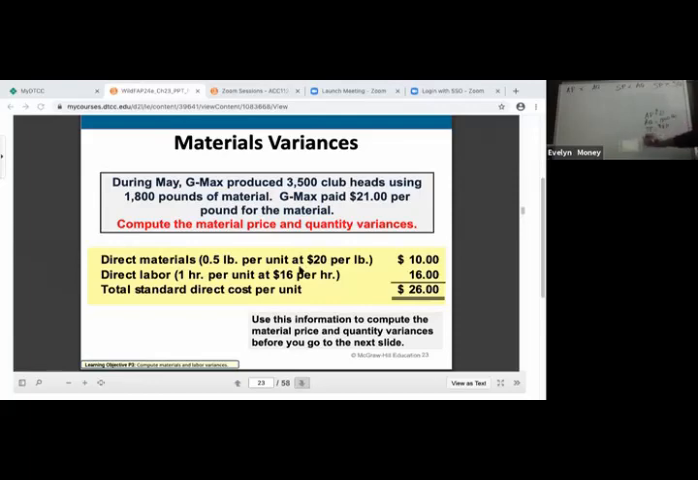Now, standard quantity. I always like to put a star beside standard quantity because there is some additional work that I have to do. Because I want to make sure I'm comparing apples with apples and oranges with oranges. So let's take a look at this for a second. So I have the half a pound as my standard quantity. So 0.5.